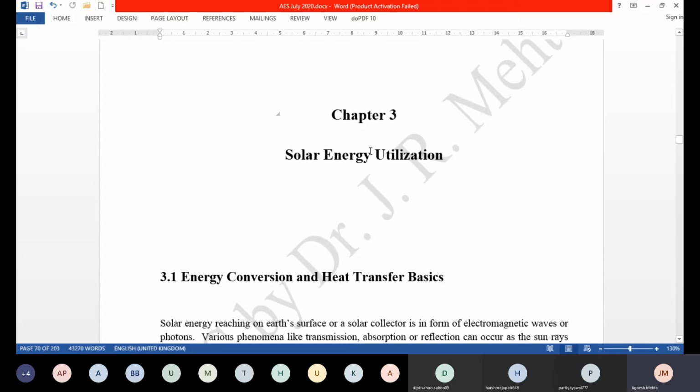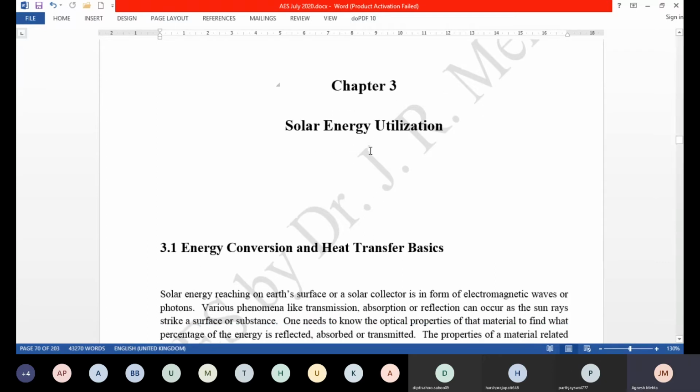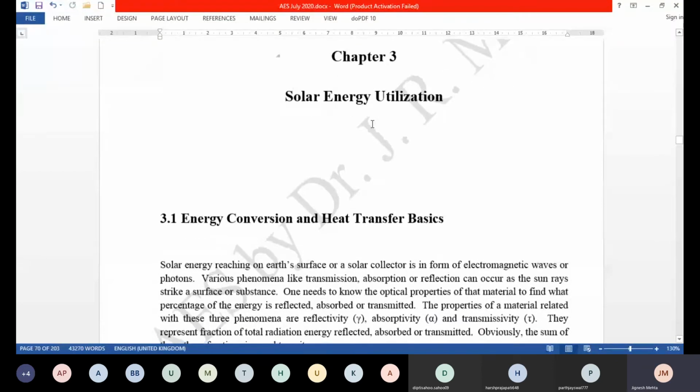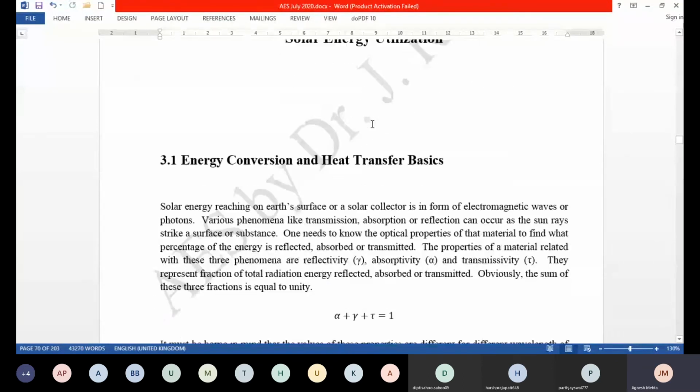So now you are talking about the utilization of solar energy. Until this point you were talking about availability of solar energy on a particular surface, on the surface of Earth. Okay, now you wish to utilize it. So basically you are going to convert one form of energy, that is the energy available in the form of radiation or electromagnetic waves, into electrical energy or into heat energy. Okay. So energy conversion is taking place.